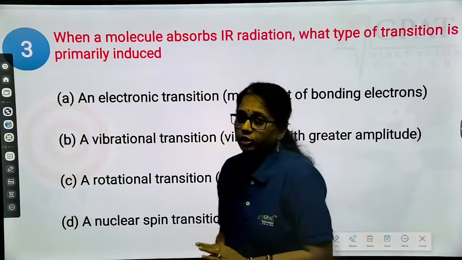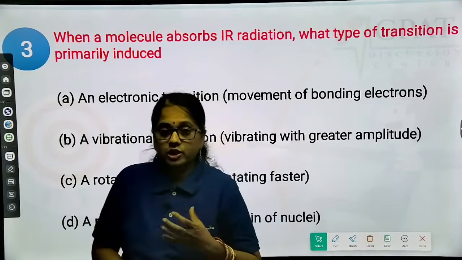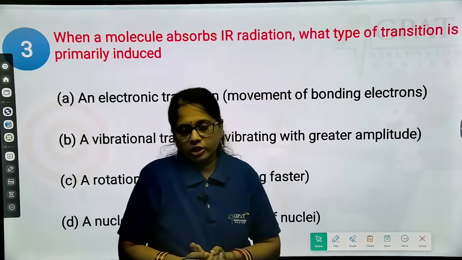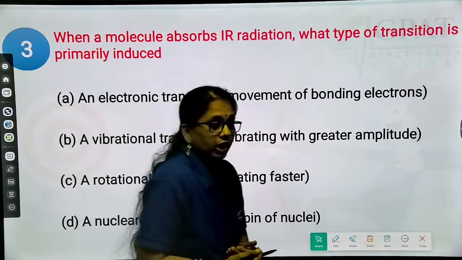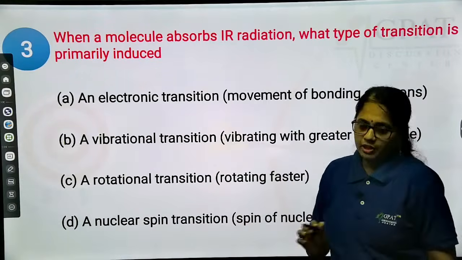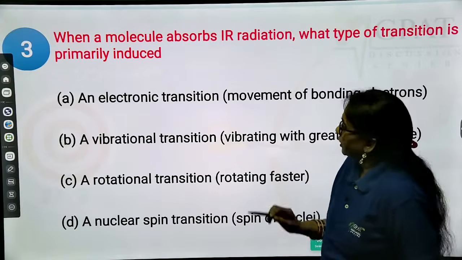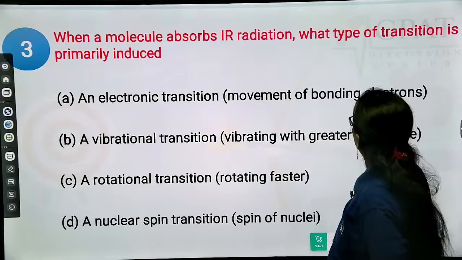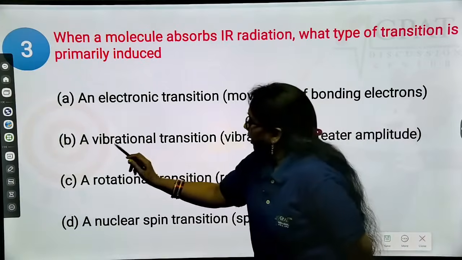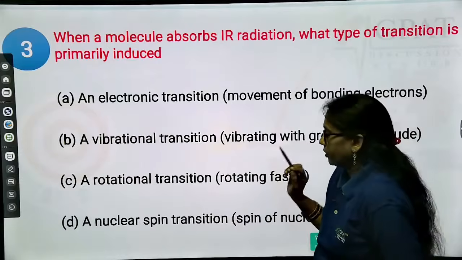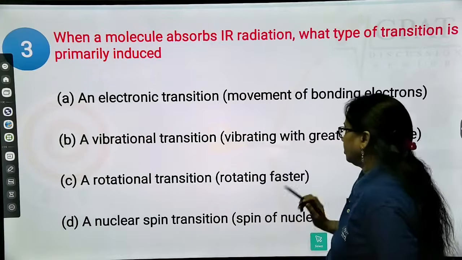For UV, electronic transitions are majorly affected, and for IR radiation, vibrational transitions occur. So, let us see the options. Electronic transitions, movement of bonding electrons, no. Vibrational transitions, vibrating with the greater amplitude. A rotational transition, rotating faster.